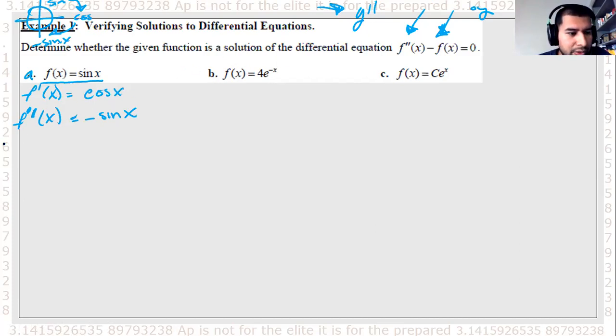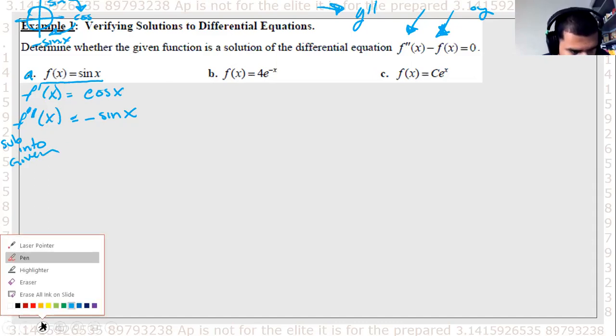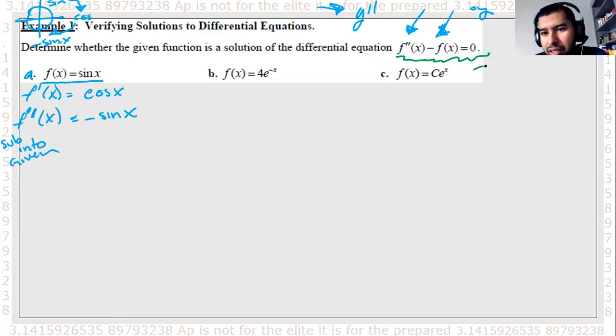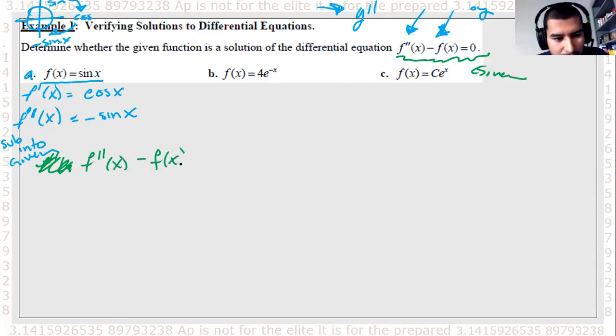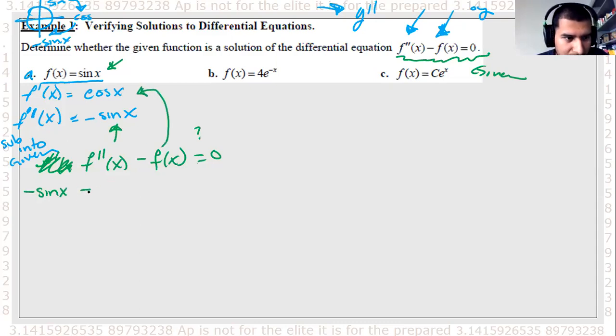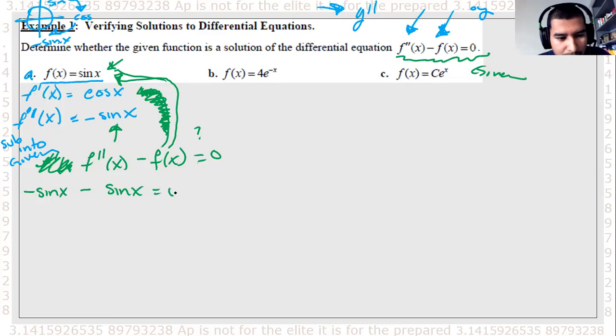Now that we have our derivatives, we're going to substitute into the given function, this one right here. It says f double prime x minus the original function equals 0, question mark. Let's substitute. F double prime is negative sine x minus my original function. Sorry, that is not my original function, that is my derivative. My original function is this one. So minus my original function, which is sine x, is equal to 0, question mark.